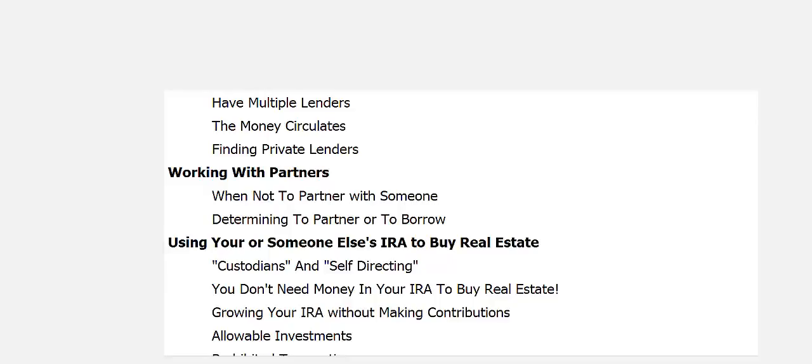Now, working with money partners. When not to partner with someone. Determining to partner or to borrow. Very important. Then we get into another situation where we deal with IRAs.